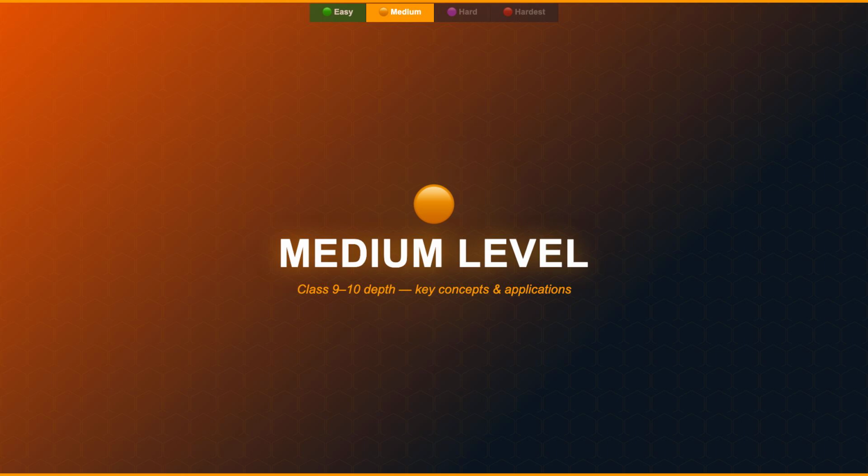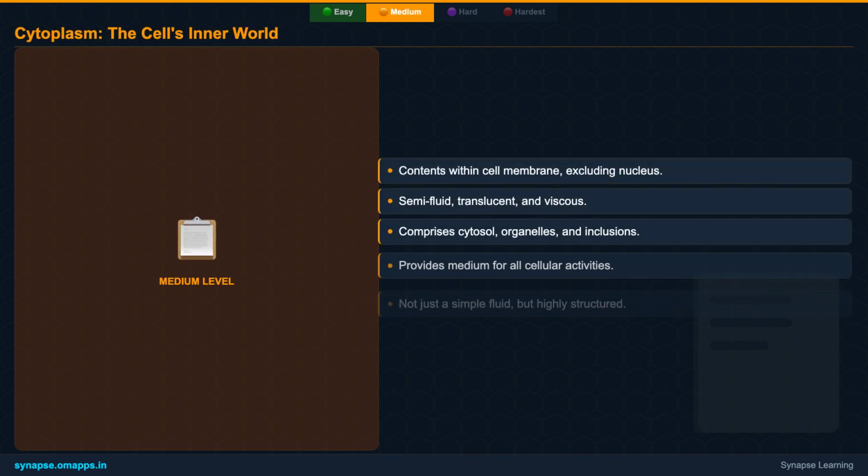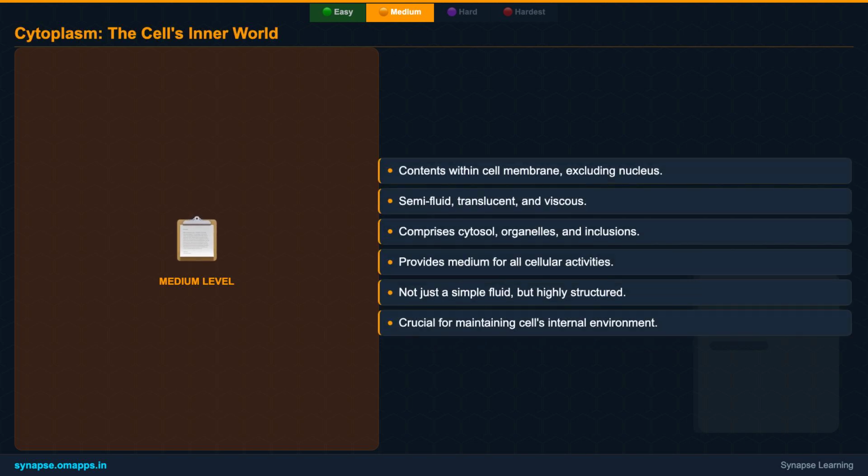Alright, fantastic. Now that we've covered the basics, let's step up our game and explore the cytoplasm in a bit more detail. The cytoplasm is much more than just a simple jelly, it's the entire material enclosed by the cell membrane, excluding the nucleus. It's a semi-fluid, translucent, and often viscous substance that forms the bulk of the cell's volume. Think of it as the cell's internal ocean, full of vital components. Its complex structure, made of water, ions, proteins, and other organic molecules, provides the perfect medium for all the intricate intracellular activities that keep the cell alive and functioning. It's truly the cell's dynamic inner environment.